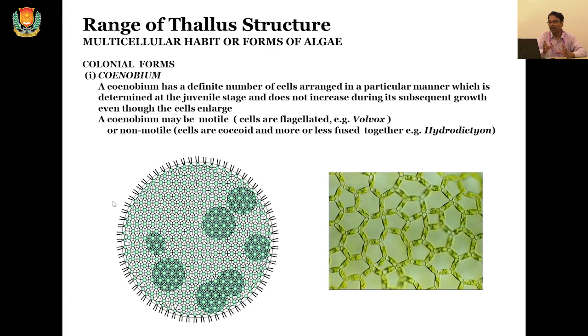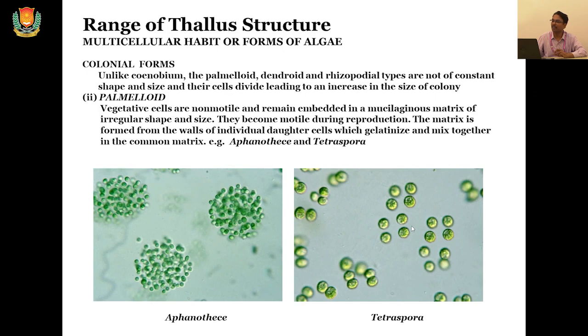A coenobium may be motile. Cells are flagellated, like you are able to see in Volvox. The cells are flagellated, so this colony is motile. With the help of these flagella possessed by individual cells, the colony may move from here to there. Or they may be non-motile also. In non-motile forms, cells are coccoid and more or less fused together. Like here, you can see that individual cells are fused together, so they are not motile. This example is of Hydrodictyon. So these are original images of these thallus forms, and then we will move on to other types.